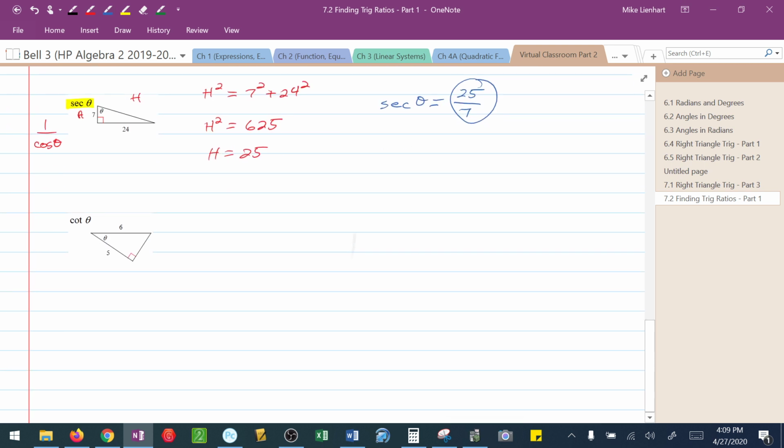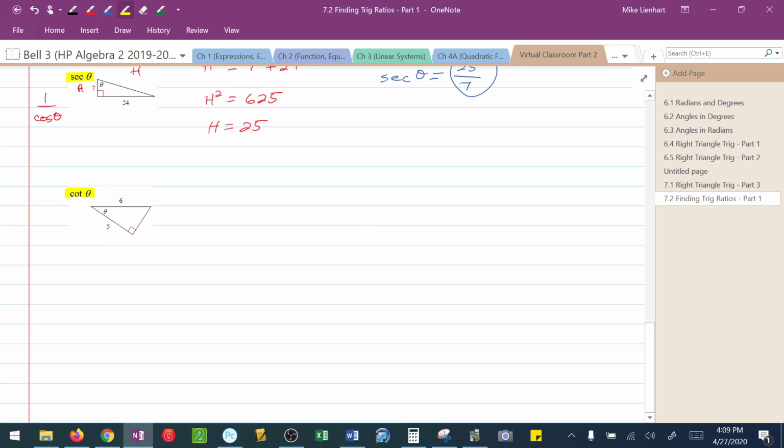And the last one here, let's do the cotangent. The cotangent is the reciprocal of the tangent, and the tangent, by definition, is opposite over adjacent. I don't know the opposite, so I'm going to have to find it. And I've got O squared, that's not 0, that's O squared for opposite, is equal to, whoa, what am I doing there? Sorry, little brain cramp. Let me fix this up.